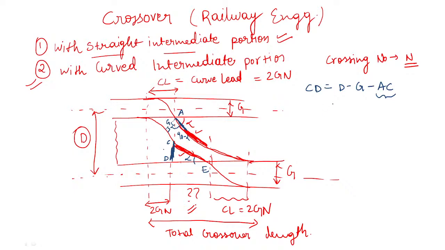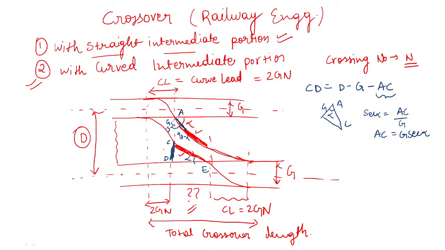So now in this triangle ACG, we can easily say that sec alpha is hypotenuse upon base, that is AC upon G. So we can say AC is equal to G sec alpha.